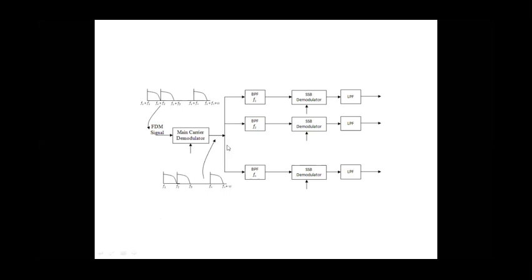The same signal is applied to a bank, a set of n number of band pass filters. Each one is tuned to a different center frequency. The first one is tuned to F1, the second one is tuned to F2, and the last one is tuned to Fn. When the first one is tuned to F1, it will pass only a band of frequencies around F1. So the first band pass filter will allow only the first message signal, the first band signal.